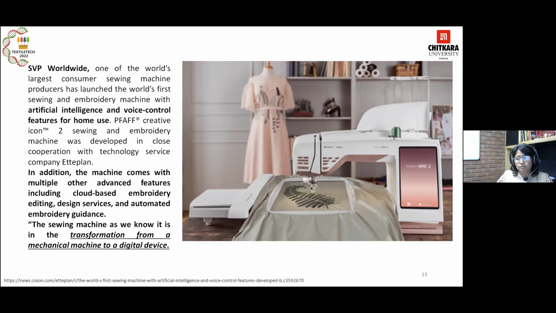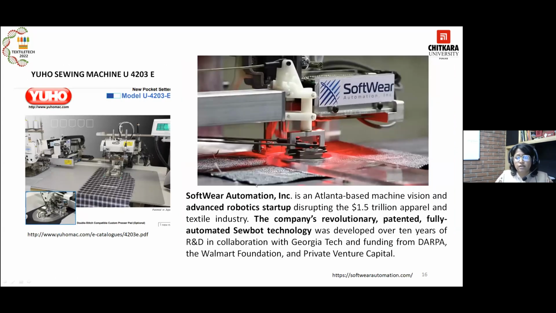I would like to put forward to this platform that when we produced a machine, the machine used to work with the help of humans or according to the humans, but now a machine can be programmed in such a manner that it can think for itself and develop a product. One such example is Softwear Automation. This is a US-based company, and it has revolutionized the sewing technique with its revolutionary patented fully automated Sewbot technology. That means the machine can develop the whole garment by itself. It is a kind of robot which can develop the garment as per the programming done or with the help of the data fed into the machine. So these kinds of technology are there, and industries are using them in one way or another.